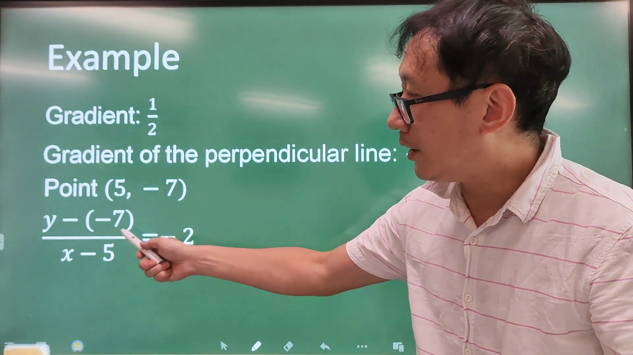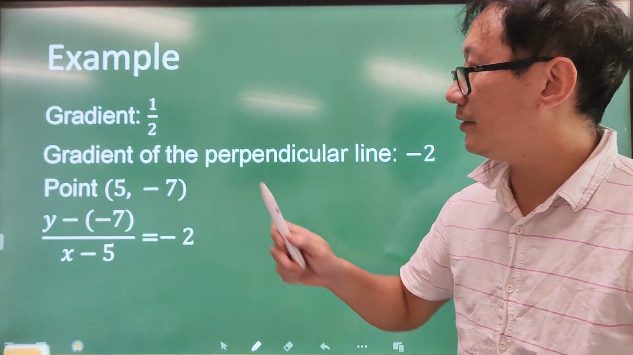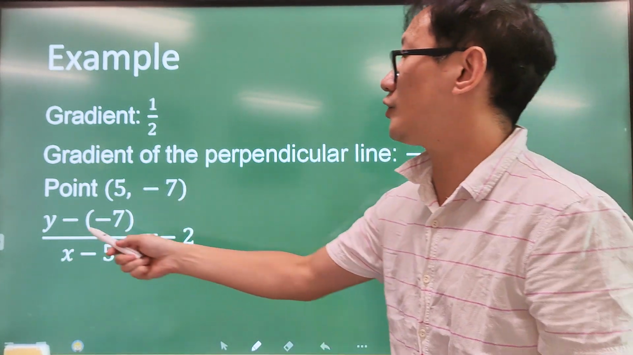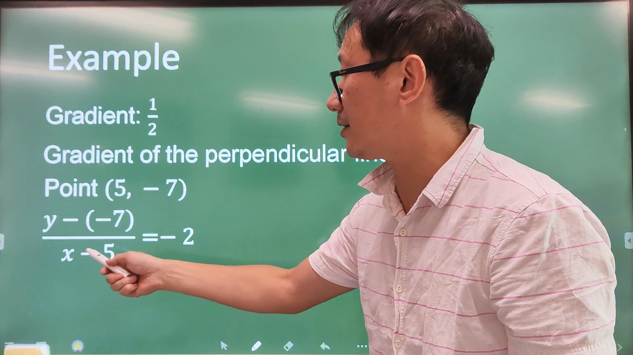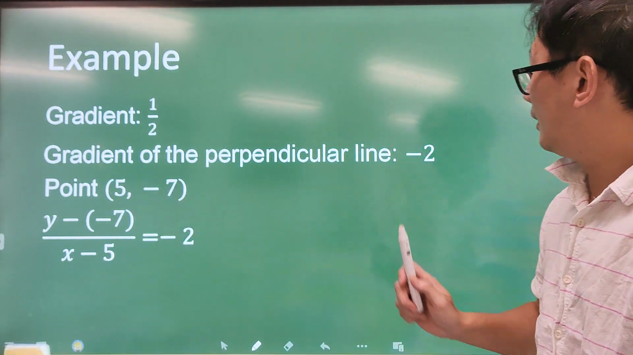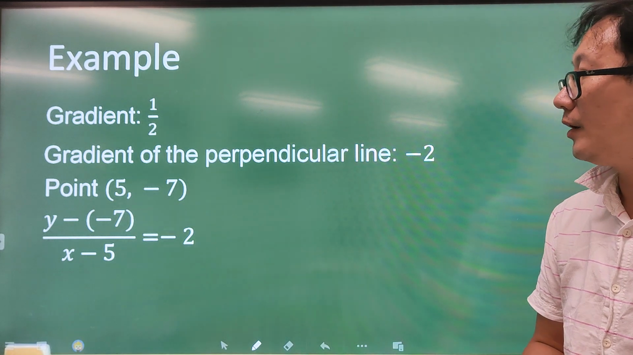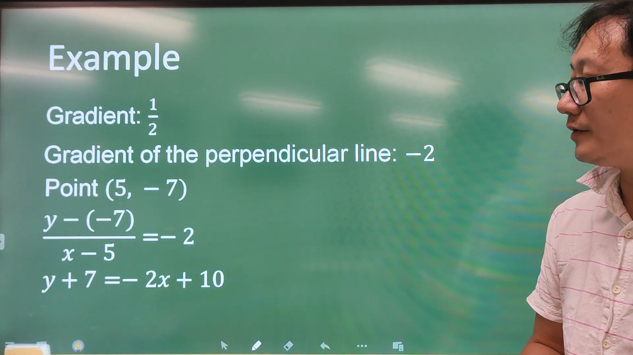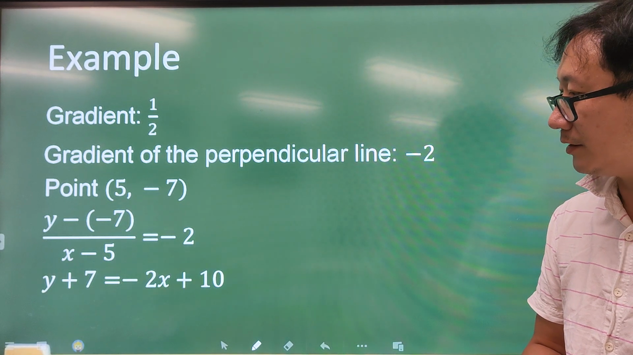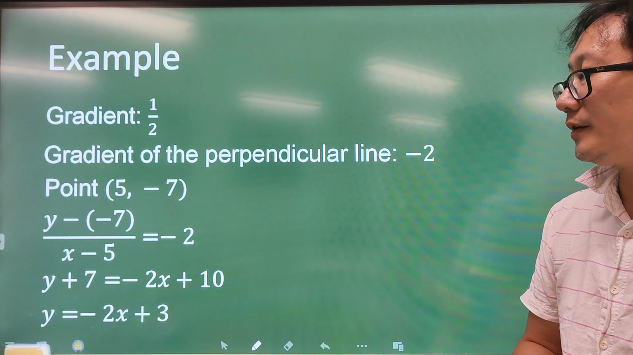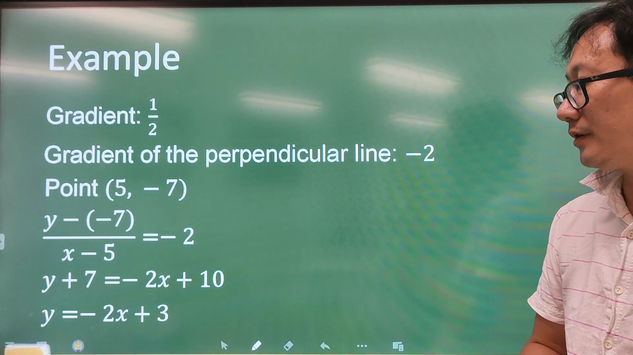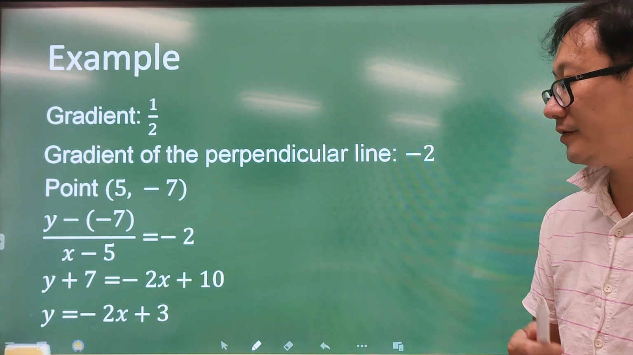So change of y, that is y minus negative 7, over change of x, that is x minus 5, is negative 2. Let's tidy it up. Y plus 7 is negative 2x plus 10. Therefore, y is negative 2x plus 3. That is our equation.